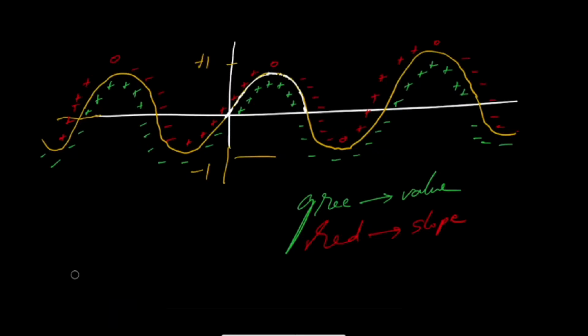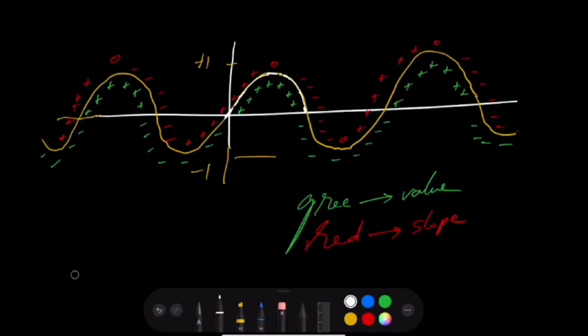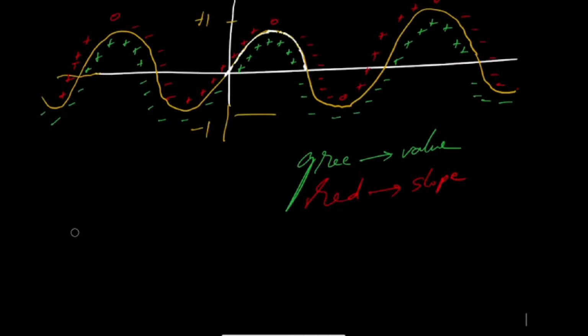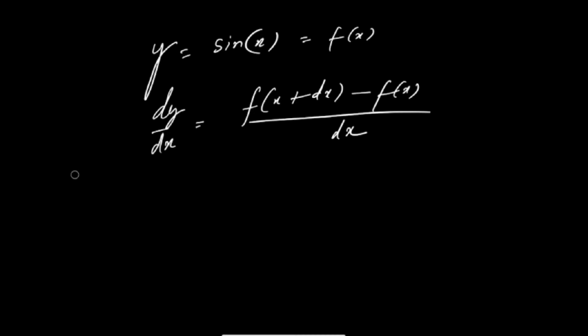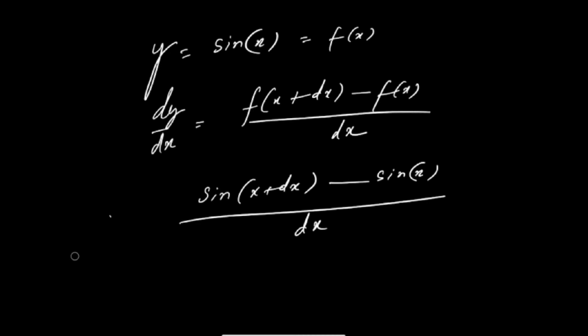So what is the derivative of sin x? Let us try to see. Watch carefully from here. If y equals sin x, what is dy by dx? It is f of x plus dx minus f of x, divided by dx, correct? So if I put sin x here, what will I get? Sin of x plus dx minus sin of x, by dx. So this is your dy by dx, correct?